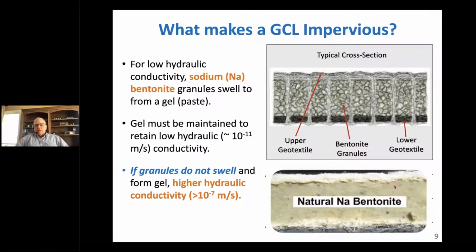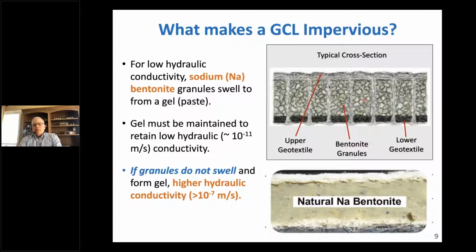So I have this sketch here that we've looked at before in previous webinars where we have a GCL like we get it off the roll. And this is a conceptual diagram, not a photograph. But in this particular example, we have two non-woven geotextile casings, granular sodium bentonite. This could be granular, it could be powdered, it could be a well-graded bentonite, depending on the different manufacturing process. But it is a particulate material. It's a granular material.